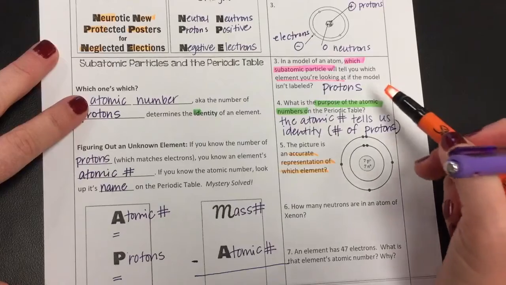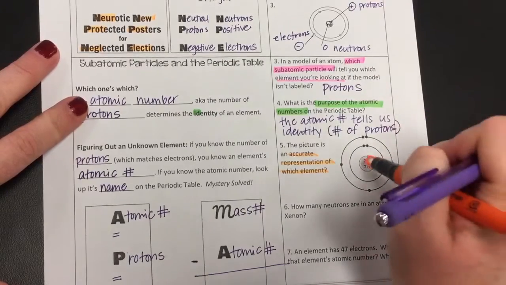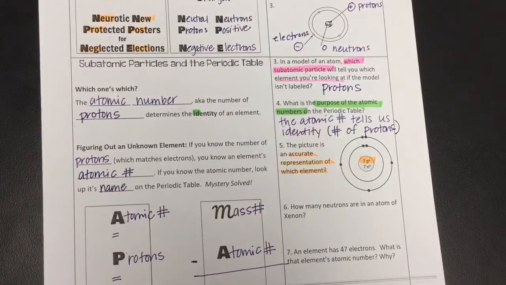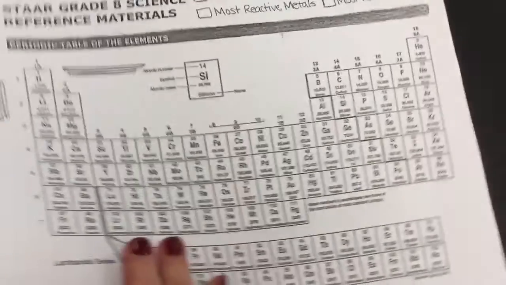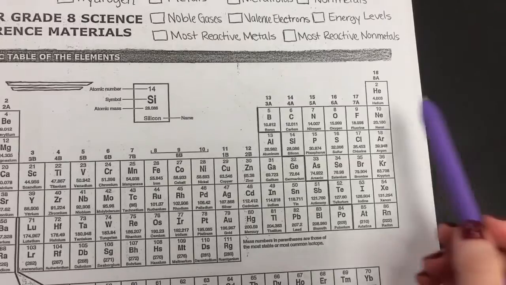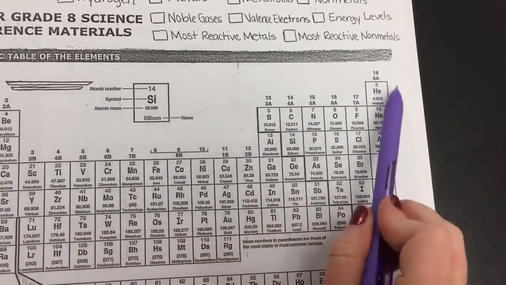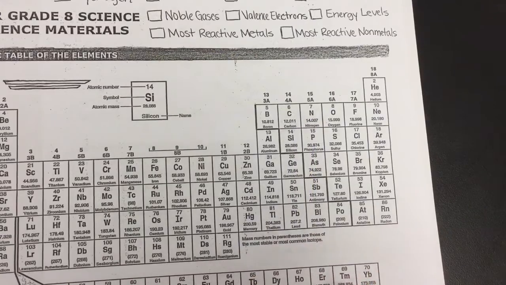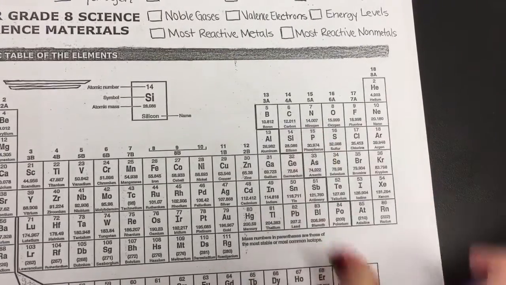Remember, if you don't know what you're looking at and it shows you the number of protons, you can simply look it up on the periodic table. This model has 7 protons. If I look at the periodic table and find the atomic number of 7, which is here, I know that I'm looking at nitrogen.